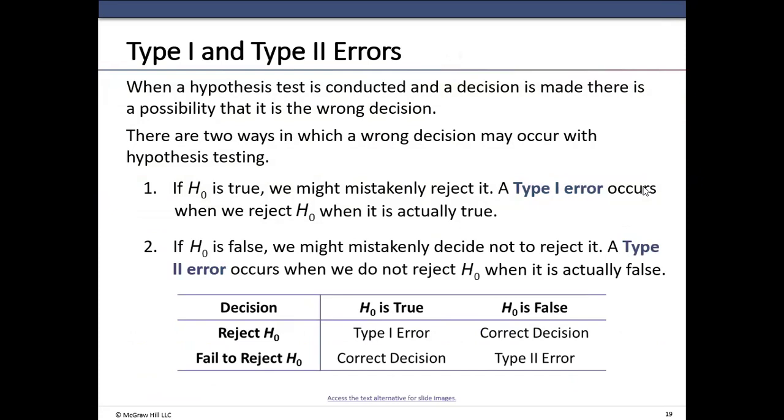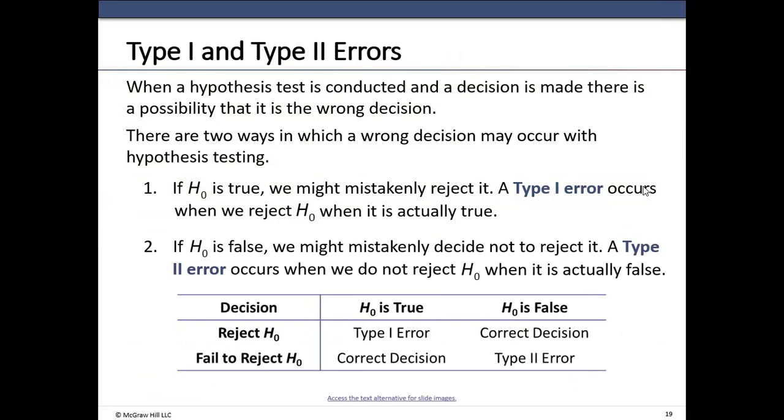Distinguish between type 1 and type 2 errors. When a hypothesis test is conducted and a decision is made, there is a possibility that it is a wrong decision. There are two ways in which a wrong decision may occur with hypothesis testing. If H0 is true, we might mistakenly reject it.